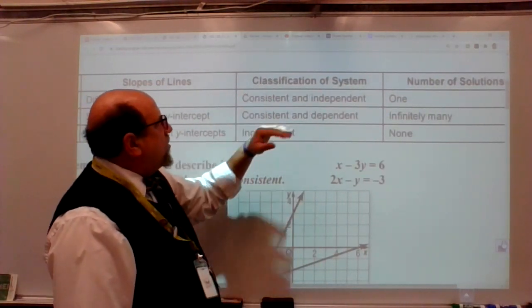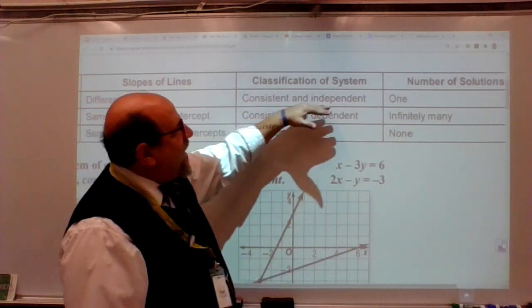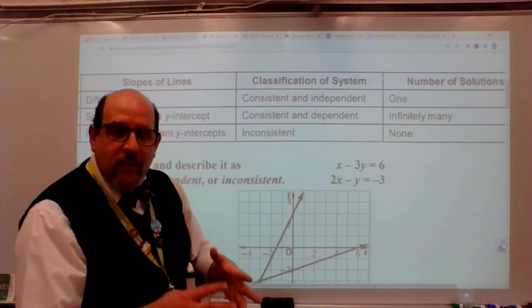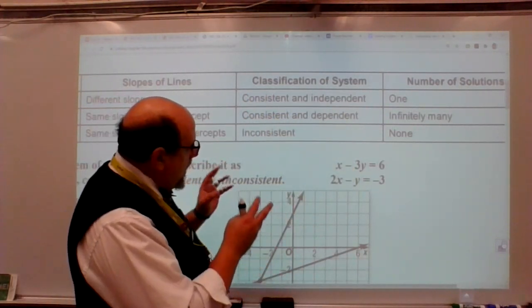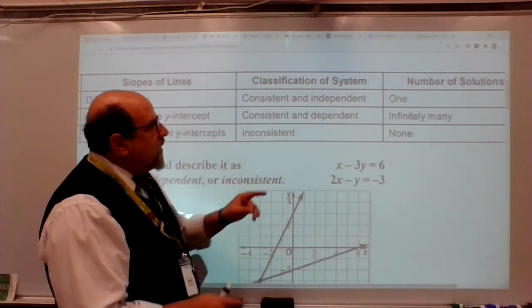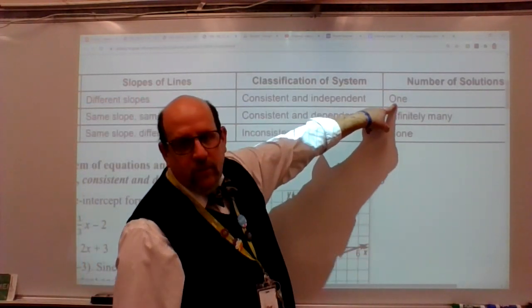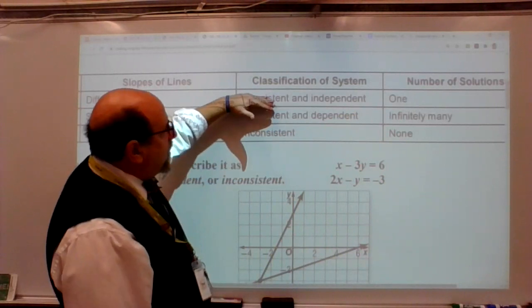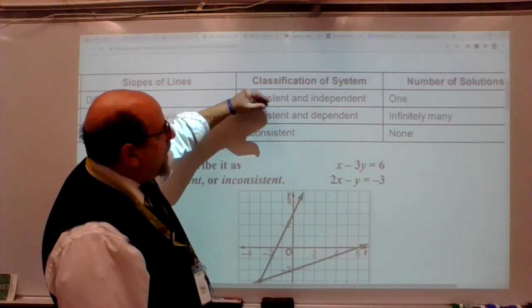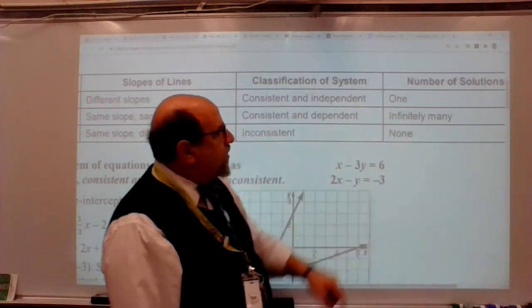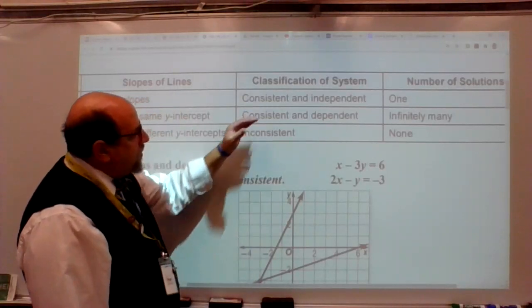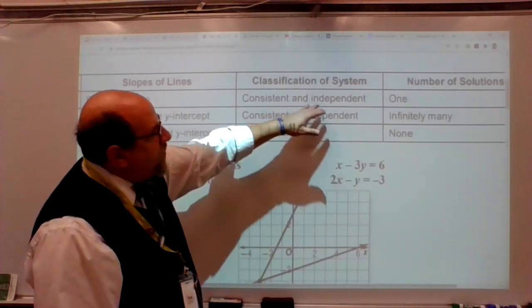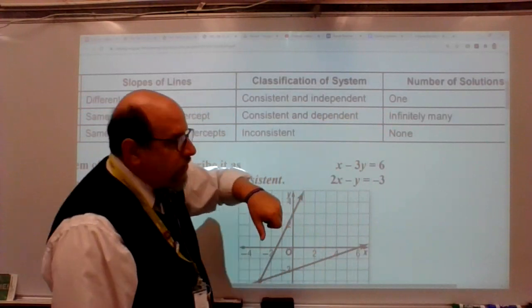The classification is consistent and independent. If you think about it this way, these are two independent lines that have one solution. So they are consistent and they do have one solution. All right? Consistent means they come together. Independent means they have one independent solution.